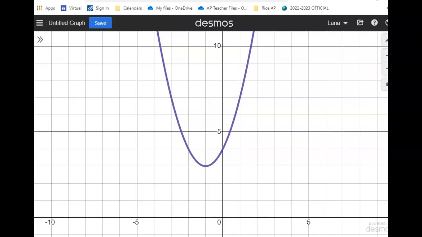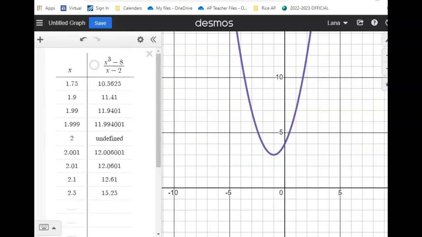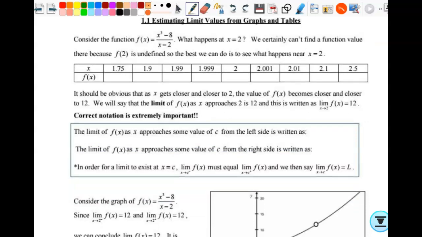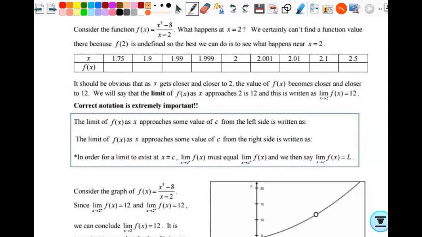So if I go ahead and use the table, I'm going to turn the table on. So there's where the numbers are. We'll zoom in in just a second. But these are the numbers in the table. Notice that they get here, and then 2 is undefined, right? So we'll just transfer these numbers onto our table. I think it'll be easier for you to read up here.